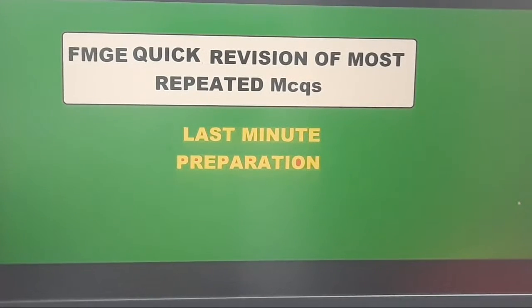A 22 years old low socio-economic female worker presents within 8 hours of sexual assault on 13th day of cycle and asks for emergency contraception. What will be the medication? LNG 1.5 milligram, levonorgestrel 1.5 milligram.